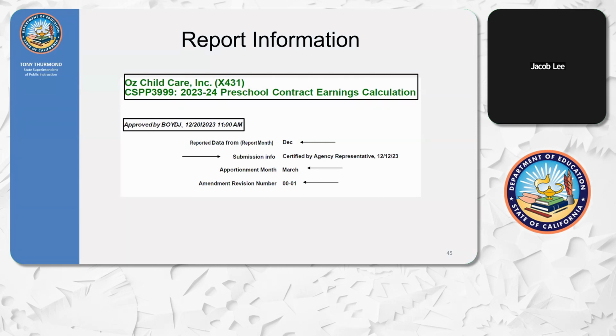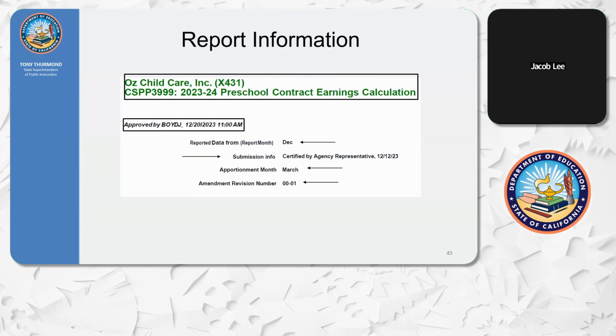Directly below the agency and contract information, the fiscal analyst's name, date, and time the calculation was approved by the analyst will appear. Next to the report month, the name of the authorized representative who certified the report, as well as the date it was certified. The apportionment month this calculation will impact, and the amendment and revision number the earnings calculation is based upon.